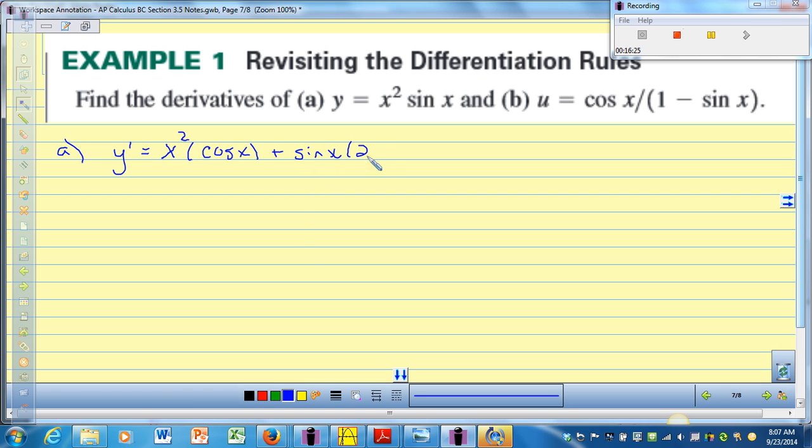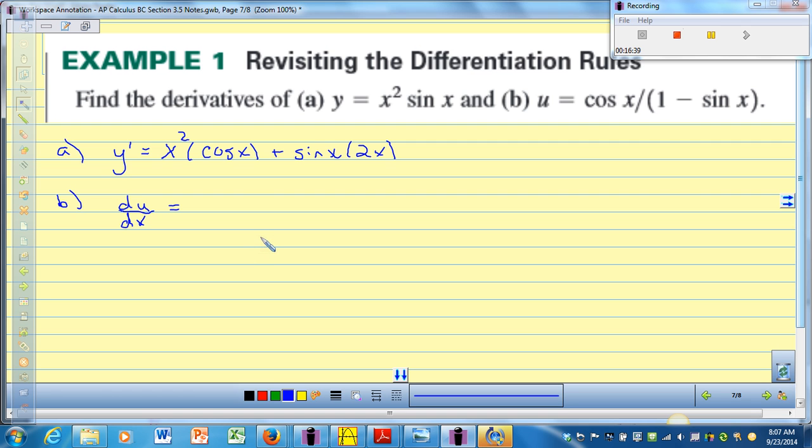times, yep, that's it. And B, u equals cosine x over 1 minus sine x. So I'm going to write it as du dx. I just need to be comfortable with any of these accepted forms for writing the derivative.